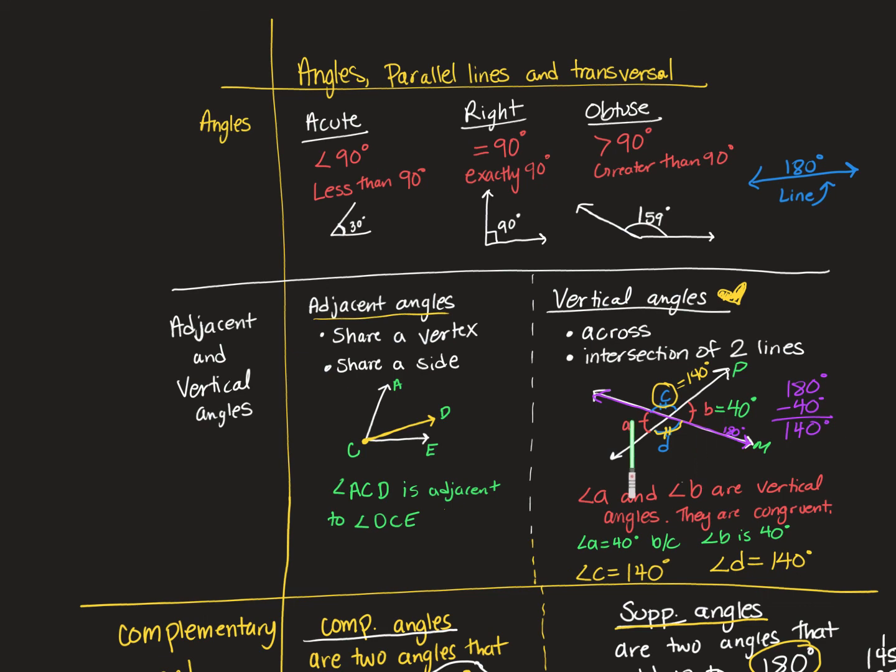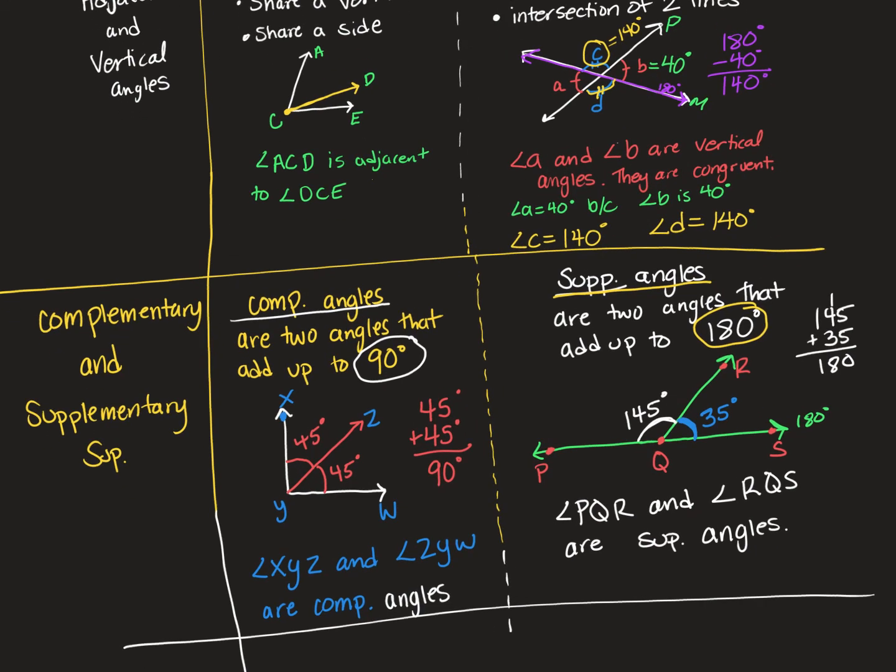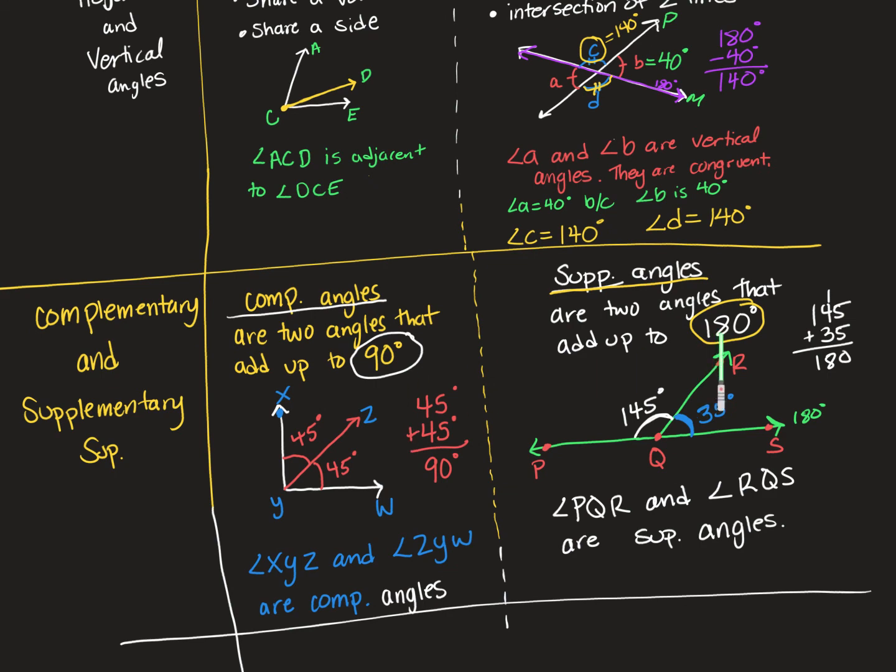Vertical angles are angles that are across from each other. They're congruent, and another way to say congruent is equal. Angle A and angle B are across from each other. They're congruent in value. Same with C and D. Those are vertical angles. Vertical angles are formed when there are two lines that intersect. That's when you get two pairs of vertical angles: pair A and B and pair C and D. Then we also learned about complementary and supplementary angles. Complementary angles are angles that add up to 90 degrees. Supplementary angles are angles that add up to 180 degrees.